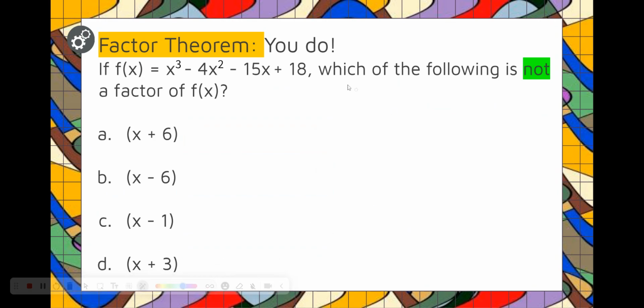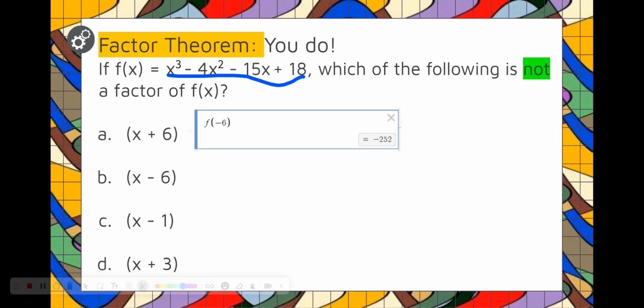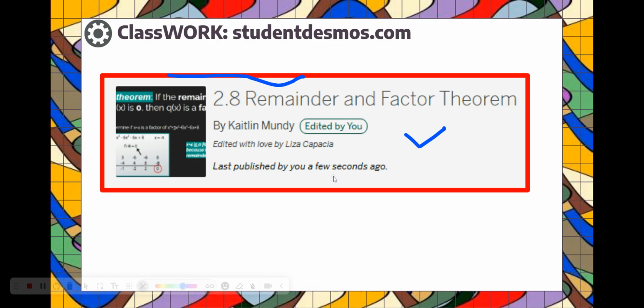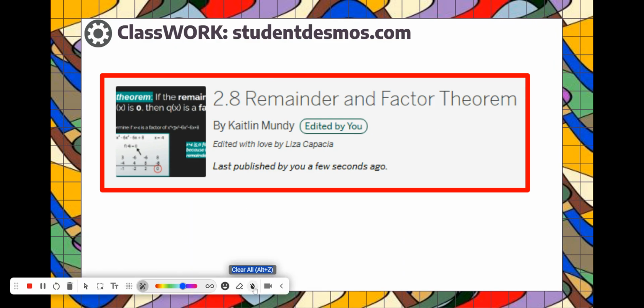It says, which of the following is not a factor, meaning one of these options will give you a remainder and not 0. Let's begin. Plug this one in decimals. F of x equals x cubed minus 4x squared minus 15x plus 18. And then the options: f of negative 6, f of 6, f of 1, f of negative 3. You see that? So the answer will be x plus 6 because it's not a factor. Alright? Okay.